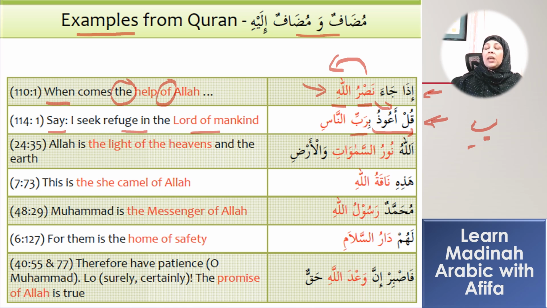And Rabbi is mudaf and An-Nasi is mudaf ilayhi with the kasra, okay? Because it is the mudaf ilayhi, so it bears the kasra. And An-Nasi is definite, so Rabbi is also definite. That's why in the translation you have the Lord of mankind.